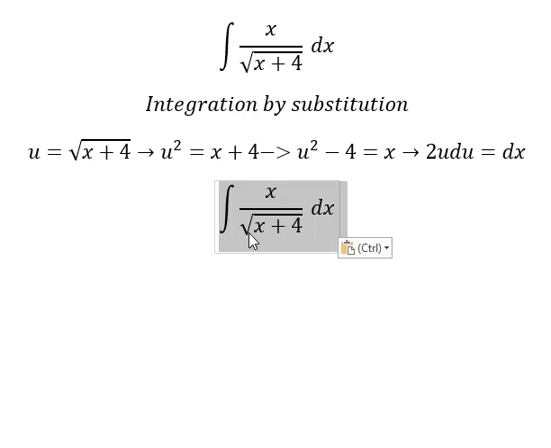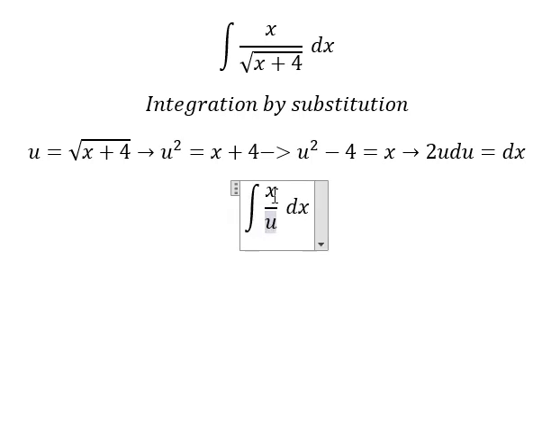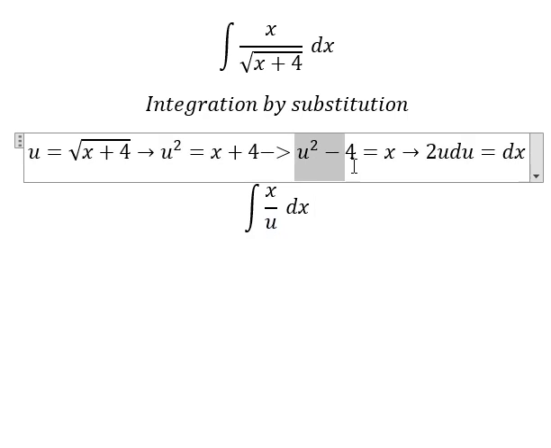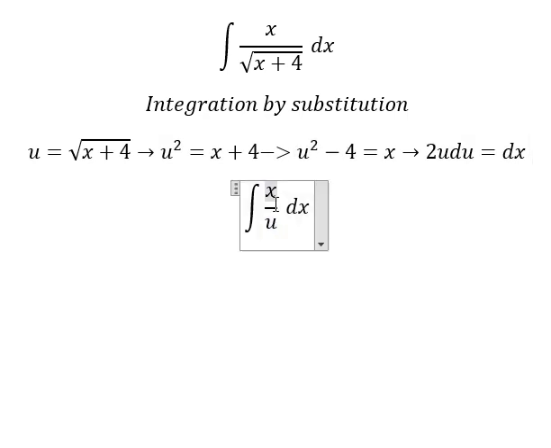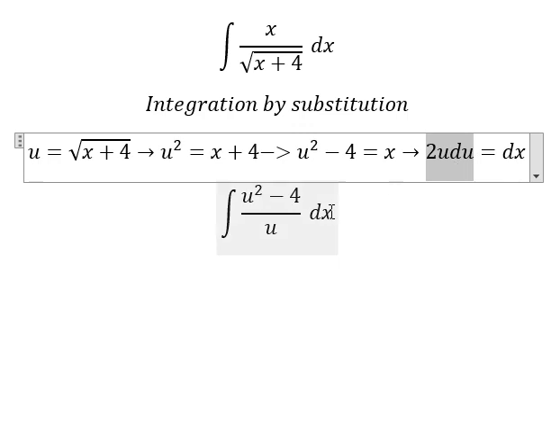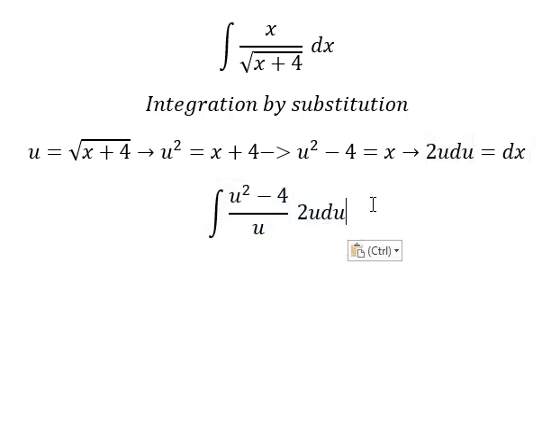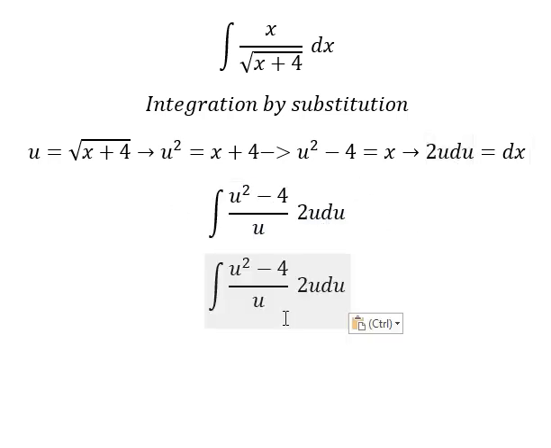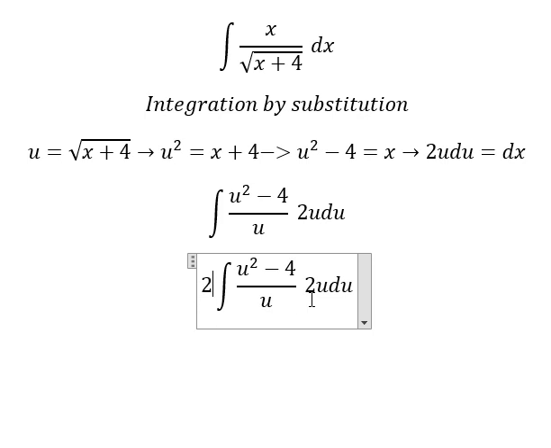The square root we change to u. x we change to this one. dx we change to this one. So number 2 I will put in here. u and u we simplify.